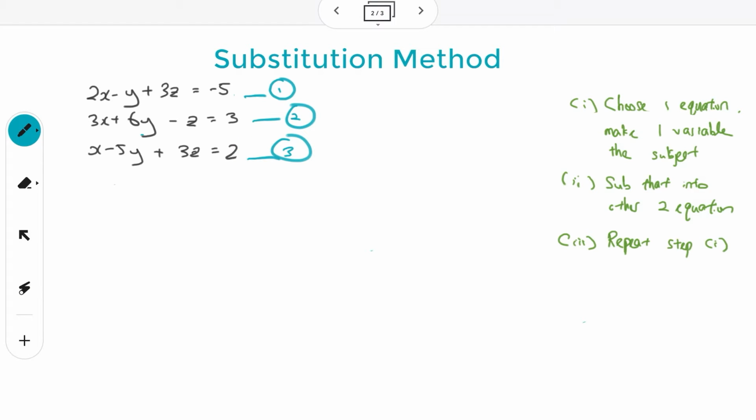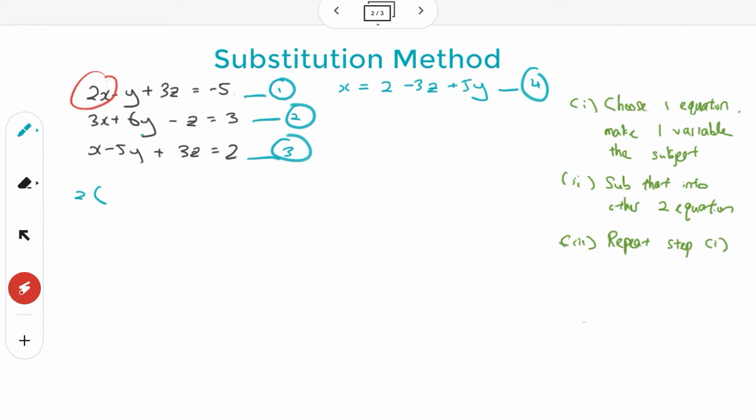So, taking equation 3, I'm going to bring everything else to the other side, leaving x equals 2 minus 3z plus 5y. And this would be our fourth equation. So that is step 1 done. Step 2 is then to take this new equation that we have and sub it into our other two equations. So from equation 1, I am going to take 2x, and instead of x, I'm going to put this value in.